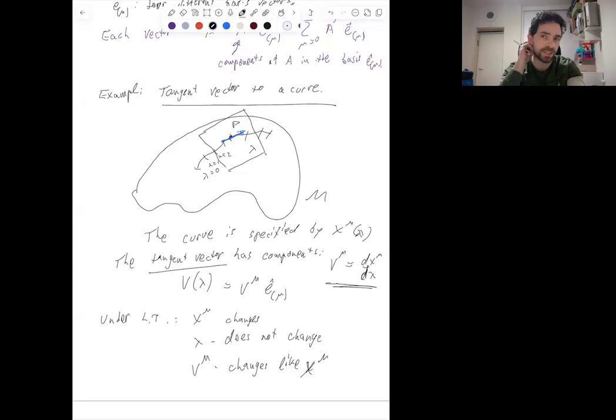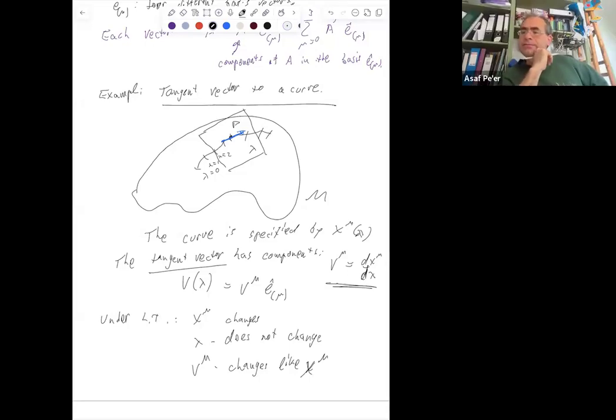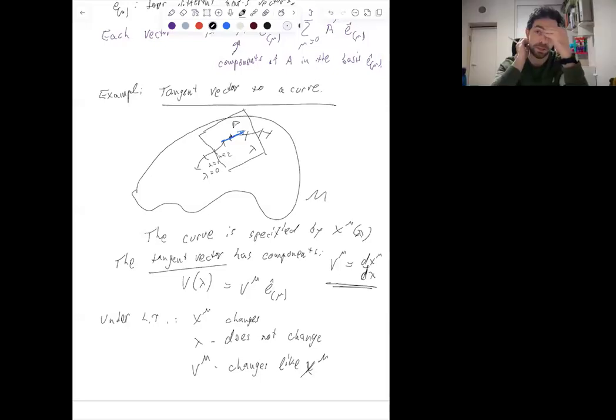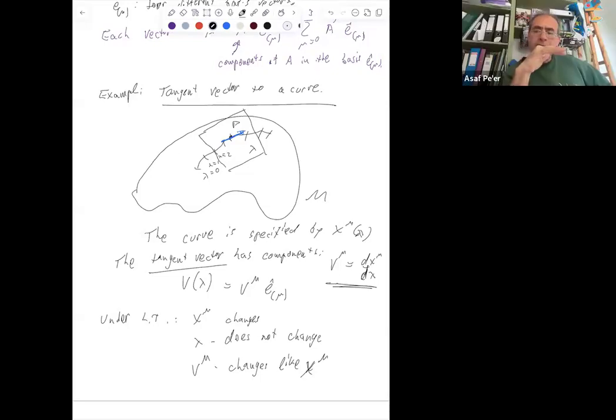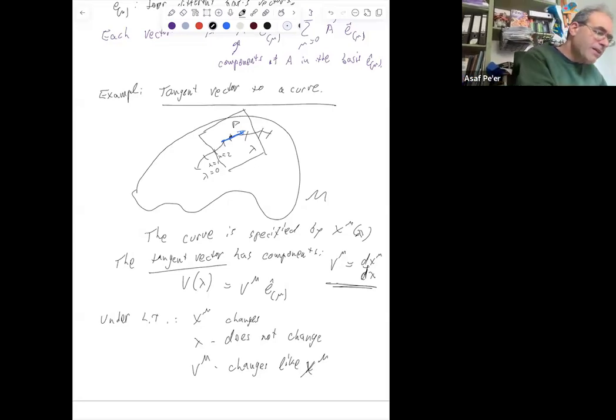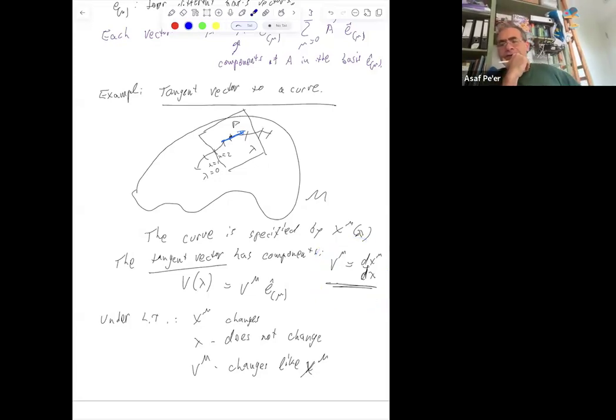And P changes with lambda. Yes, that's true. So V changes with lambda. Okay. But V is defined at P. Okay, and I can define the tangent vector to the curve at the point P by specifying the components like that, right? dx mu over d lambda.